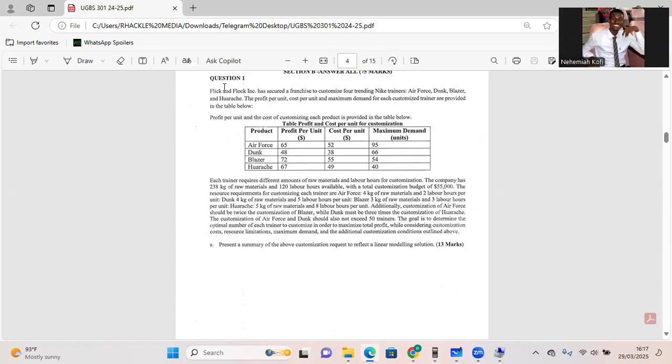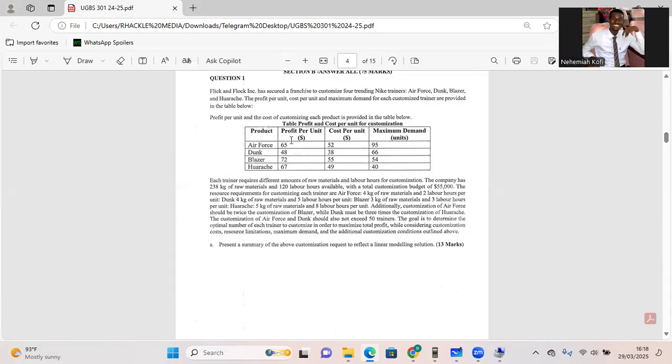So when I read, Flick and Flock Incorporation has secured a franchise to customize 4 trending Nike trainers: Air Force, Dunk, Blazer, and Horak shoes. The profits per unit, cost per unit, and maximum demand for each customized trainer are provided in the table below. So this is what we are having here.